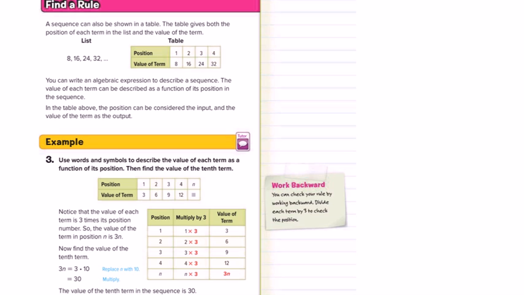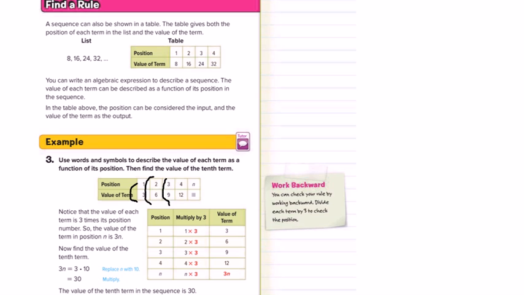I could find the value by doing what? So they've created this into an input-output table that we saw in lesson 1, with the position being the input and the value of the term being the output, and then putting the function rule here in the center, multiplying by 3, because that's how they figured out the relationship between the position and the value of the term. So you can see that to get from 1 to 3 I multiply by 3, to get from 2 to 6 I multiply by 3, and that continues for all of the other values.